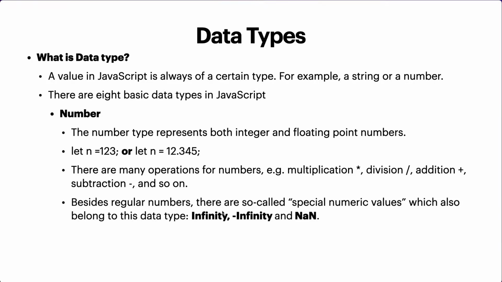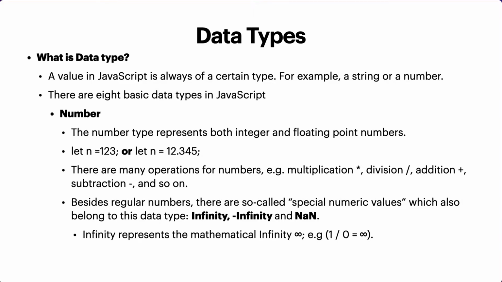And besides the regular numbers, there are so-called special numeric values, which also belong to this data type. We call them Infinity, which is basically a positive infinity, then negative infinity, and then NaN, not a number. It represents what happens when you do some computation or mathematical operation and it results in something else, and sometimes we get not a number. So they're special numeric values, and their data type is basically number. We will see in the next slides how we check the type of a variable or value.